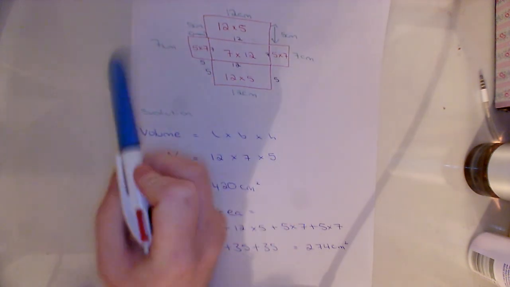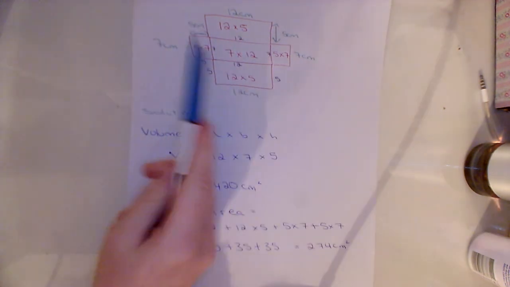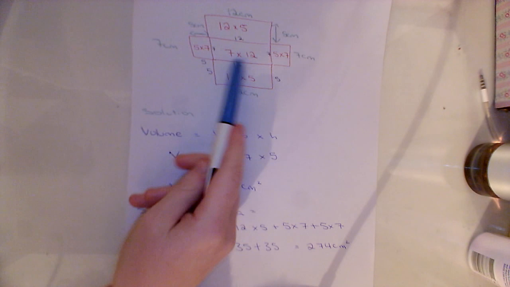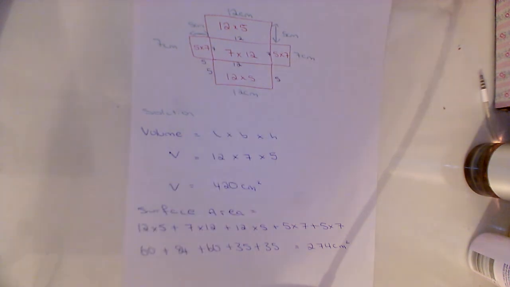Just remember in a rectangle the opposite sides are equal. So then I get my 12 times my 5, my 5 times my 7, my 7 times my 12, my 5 times my 7, and my 12 times my 5. And when I work all of that out, I get my answer to be 274 centimetres squared. Area we know is always going to be something squared, volume is always going to be something cubed.